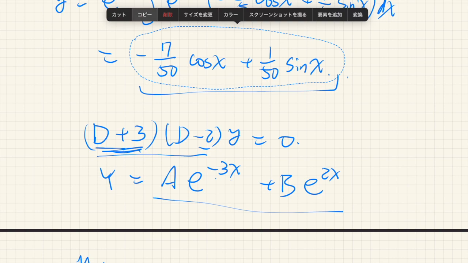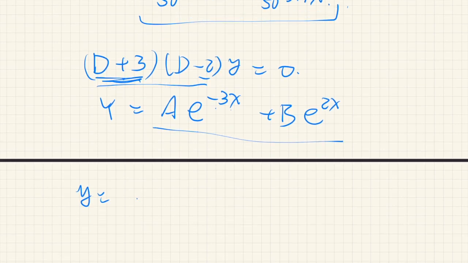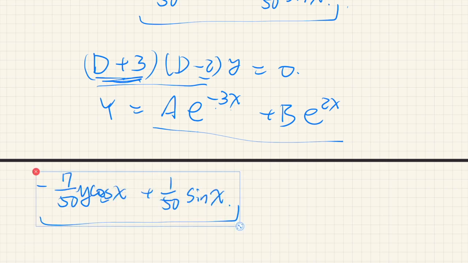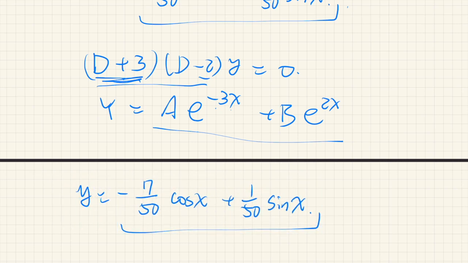Copy, paste, paste, and plus a e to the negative 3x and b e to the 2x. So this is the general solution. And we're done.